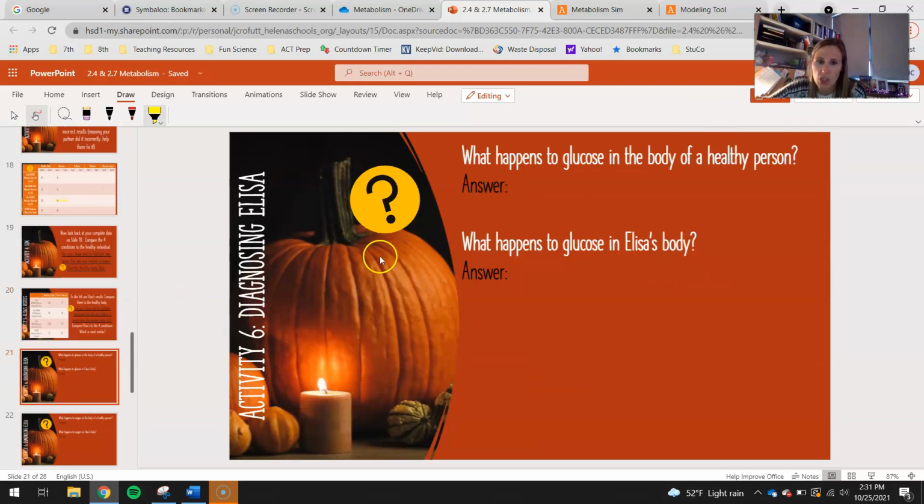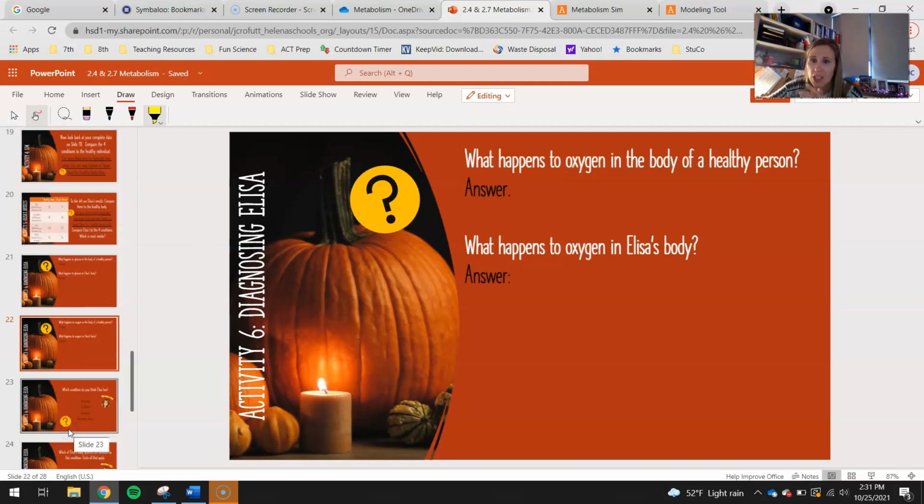Then answer these questions. What happens to glucose in the body of a healthy person? Think about, again, what we learned in those first couple slides between the warm-up, the wrong model, the review of the 4 conditions, and then moving on to comparing a healthy body to those models of the 4 conditions. What happens to glucose in Elisa's body? Take a look at her data. What are we not seeing? Where are we not seeing glucose at? Where are we seeing glucose at?